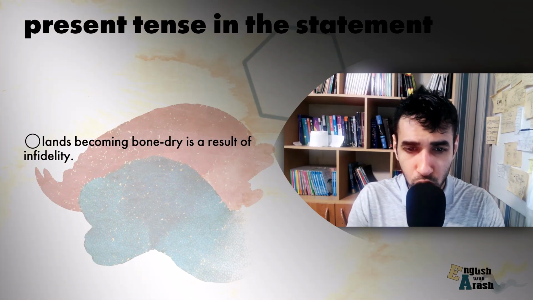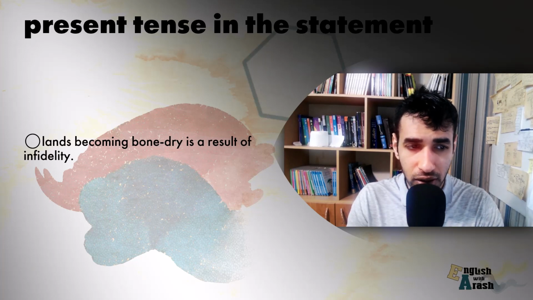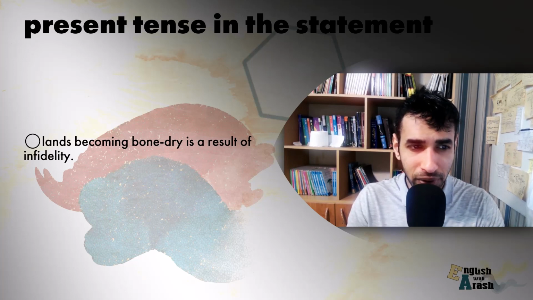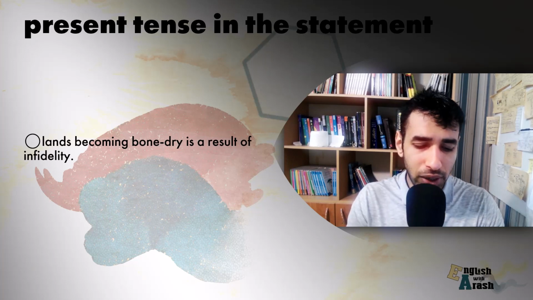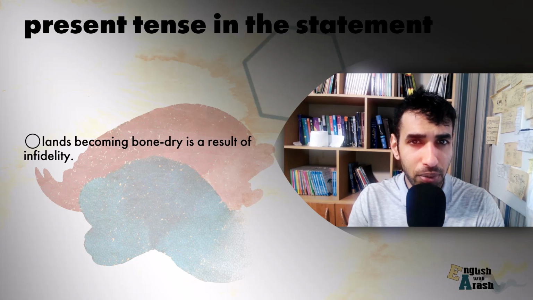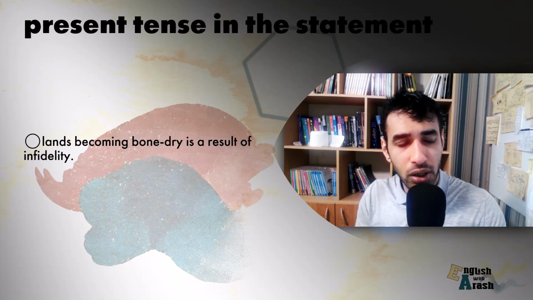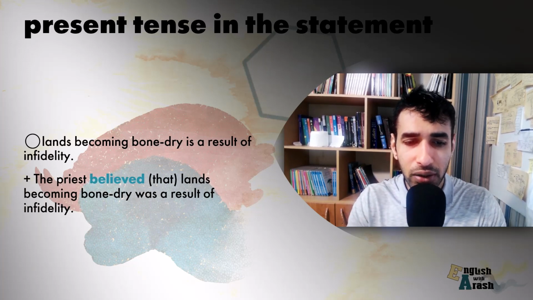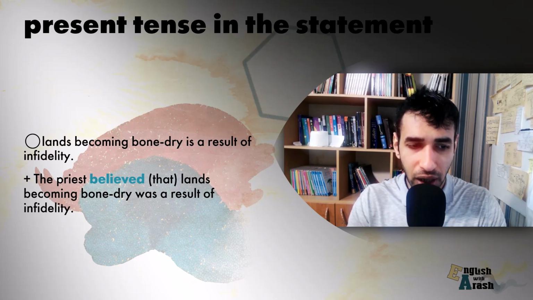Lands becoming bone dry is a result of infidelity. Bone dry means completely dry, extremely dry. Lands are bone dry, for example, it doesn't rain there. There is no green life there. And infidelity means disbelief in a particular religion. Now, who said this? The priest, maybe. The priest believed that lands becoming bone dry was a result of infidelity.